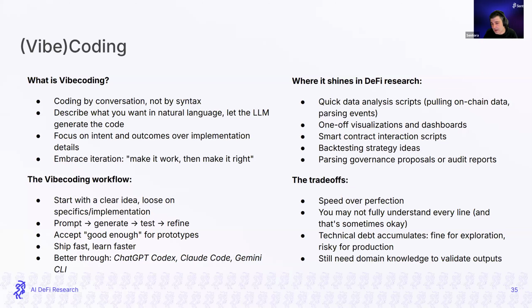So yeah, things like backtesting strategy ideas, not recommended, but it can also aid with financial stuff. Parsing data like governance proposals can be done as well from a CLI. So yeah, we optimize for speed over perfection. It will be almost impossible to get something 100% perfect. We will lose some of the traceability where we might not understand fully the code. And if the project keeps growing, there will be a lot of technical debt that will accumulate and it will be harder to maintain the project, right? So it will still be recommended to have the domain knowledge to validate everything that the code is outputting.